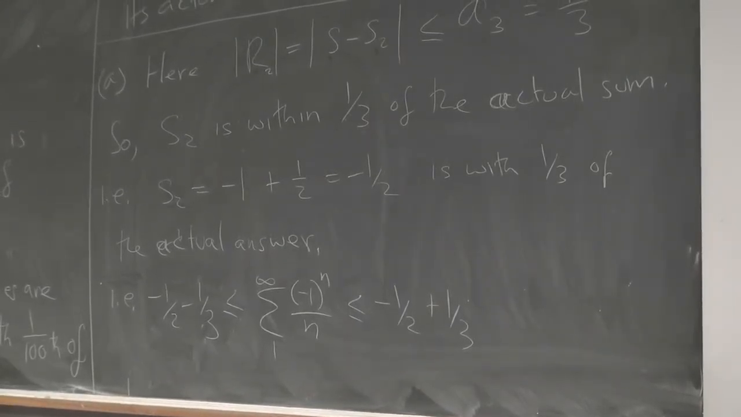So with alternating series, we can approximate them within any desired degree of accuracy. So let's say I wanted to approximate what the actual answer is within 2 decimal places.